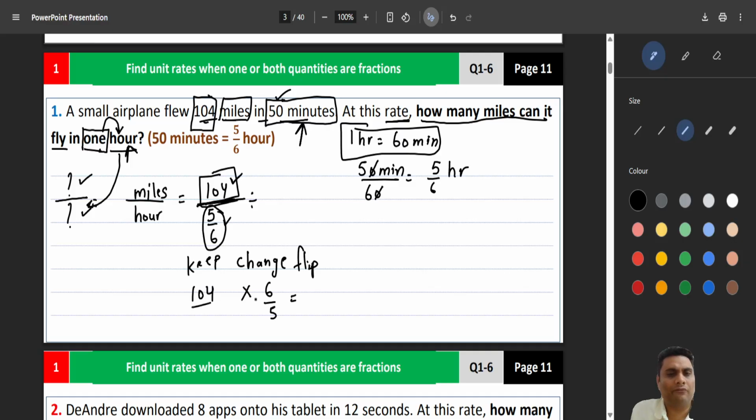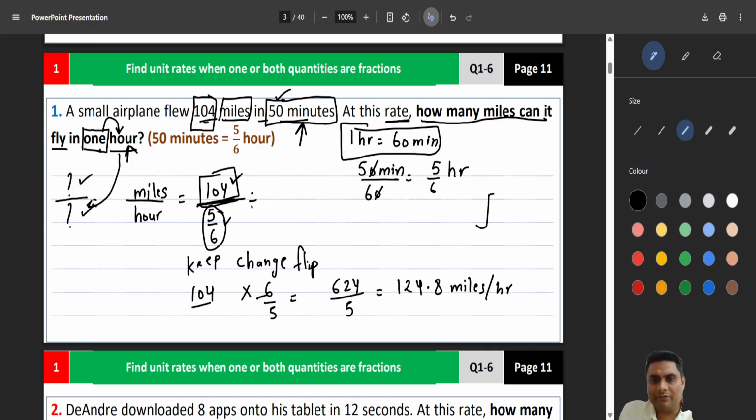Multiply 104 by 6, and that will give you 624. Now we have to divide it by 5. When you divide it by 5, 5 times 1, 5 times 2 is 10, 5 times 4 is 20... the answer is 124.8 miles per hour. I'll show you how we divided the numbers one time, so that you can get the idea. Let's do it here.